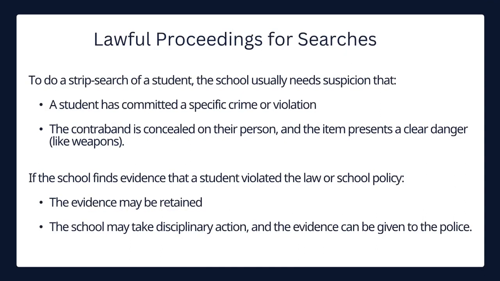Lawful proceedings for searches. To do a strip search of a student, the school usually needs suspicion that a student has committed a specific crime or violation, the contraband is concealed on their person, and the item presents a clear danger, like weapons. If the school finds evidence that a student violated the law or school policy, the evidence may be retained. The school may take disciplinary action, and the evidence can be given to the police.